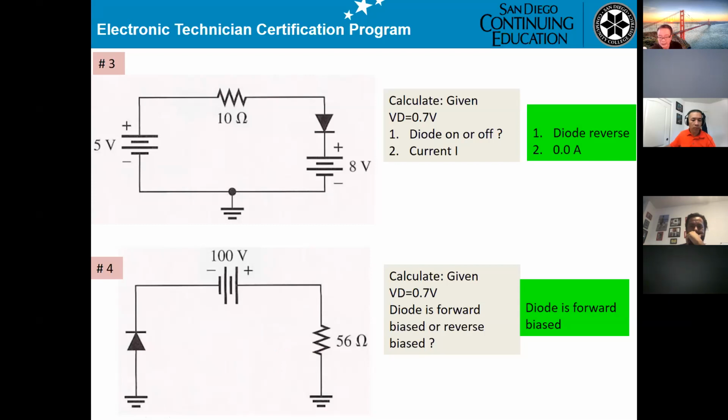Again, you want to know if it's on or off. Just find the voltage difference between the anode and the cathode here. On this side, you get negative 100 volt. On the other side, you get 0. 0 must be greater than minus 100 volt. So in this case, the diode will be on, or forward biased.